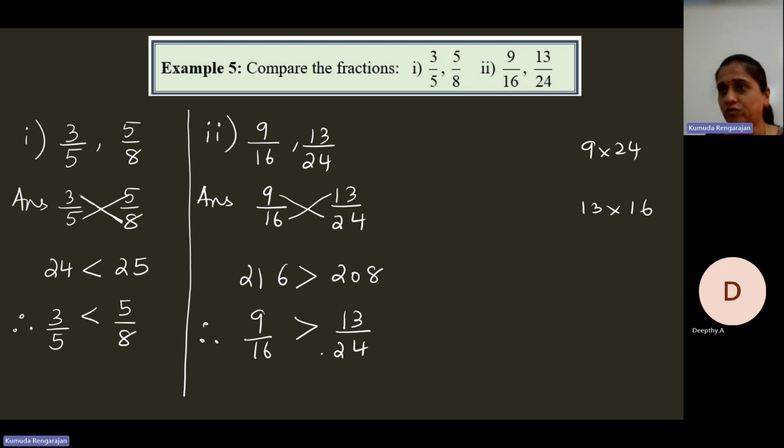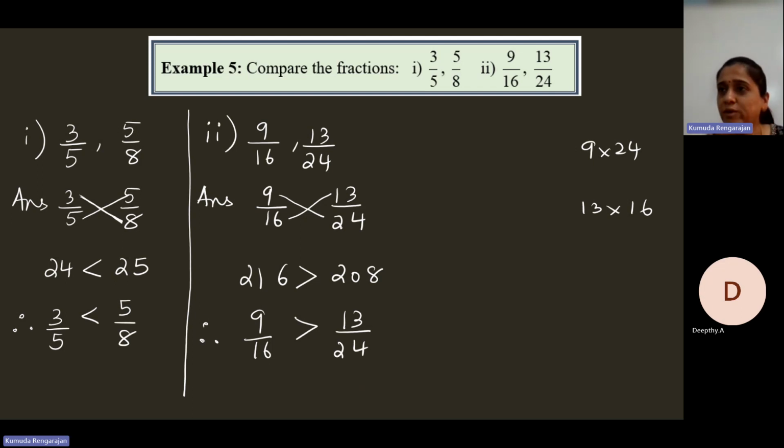Step 1 is to write the two fractions given, 9 by 16 and 13 by 24. Then multiply. The order in which you multiply is important. 9 into 24, you should multiply and write it as the first number. Then 16 into 13, you should multiply and write that as the second number. First is 9 into 24, that product. Then 16 into 13 or 13 into 16, both are the same.